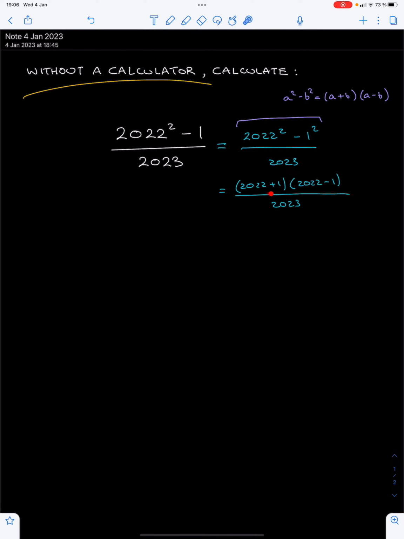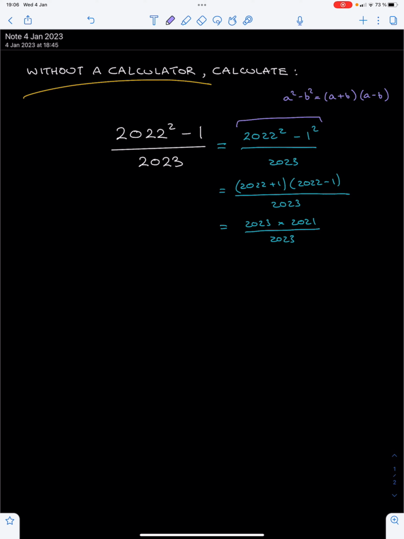Now this first pair of parentheses, well, that turns into 2023. So we have 2023 times the second pair of parentheses, which will be 2021. So that's 2023 times 2021. And that's still over 2023.